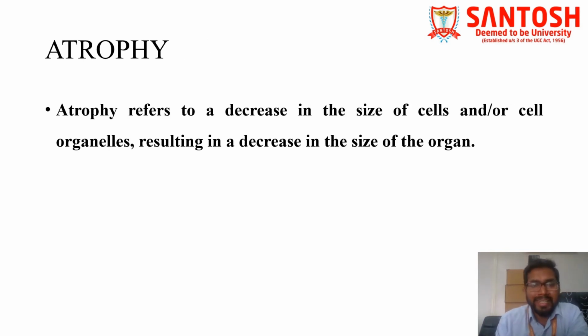Atrophy refers to a decrease in the size of the cells. So when we say the organ has atrophied, it means the size of the cells or the organ has reduced. So atrophy refers to a decrease in the size of the cells or cell organelles resulting in a decrease in the size of the organ.